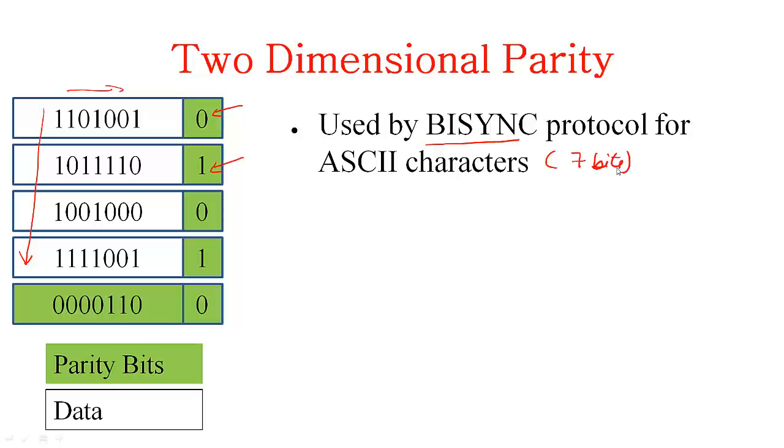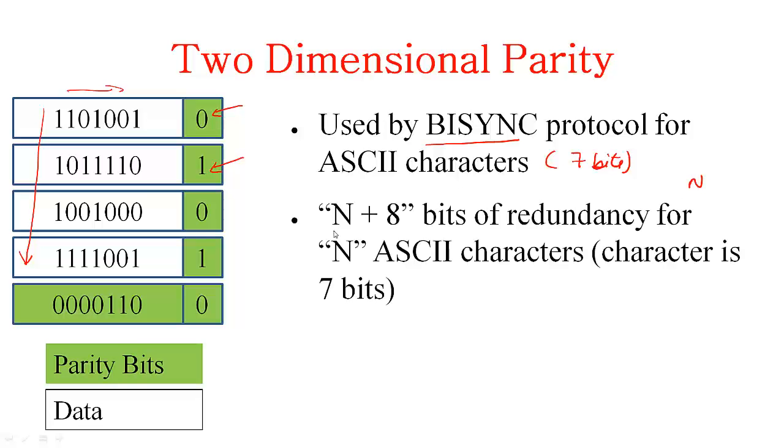This error detection mechanism is used by the bisync protocol for ASCII characters, which are basically represented by 7 bits. So if you are working with blocks of n ASCII characters, how many redundant bits do you think you add as part of two-dimensional parity? That's right, you use n plus 8 bits of redundancy. This n arises from the fact that for each of the n characters, you are adding a parity bit, and you are adding one parity byte for the columns that corresponds to 8 bits.